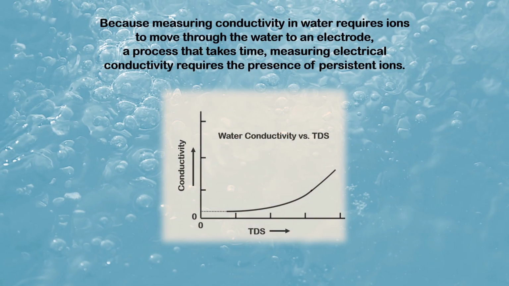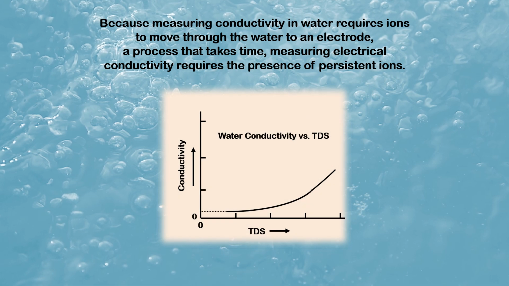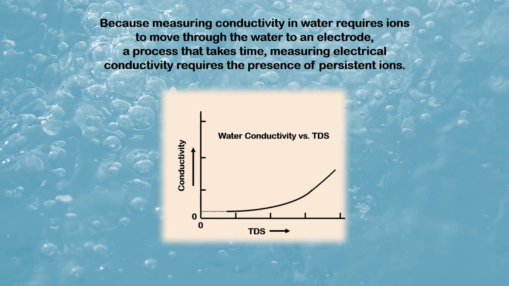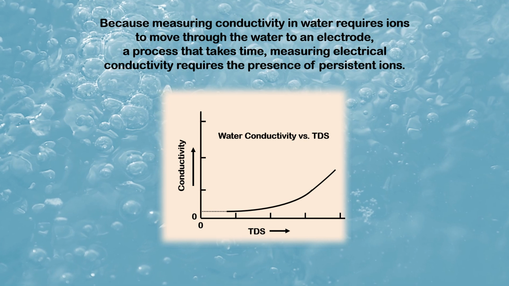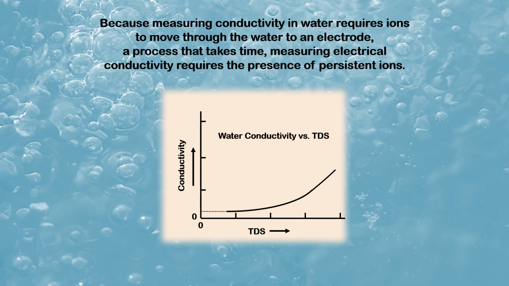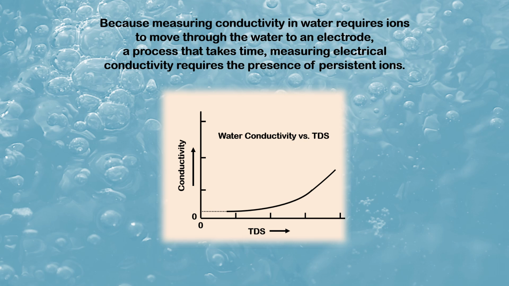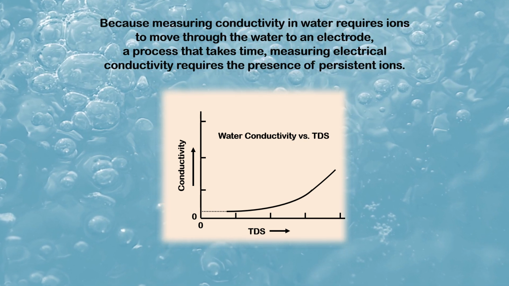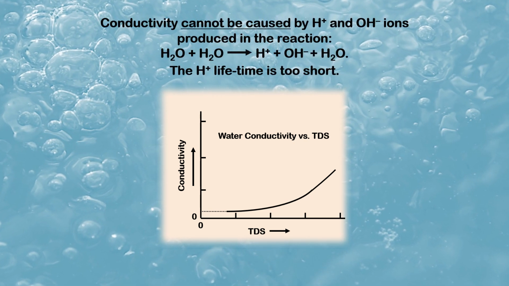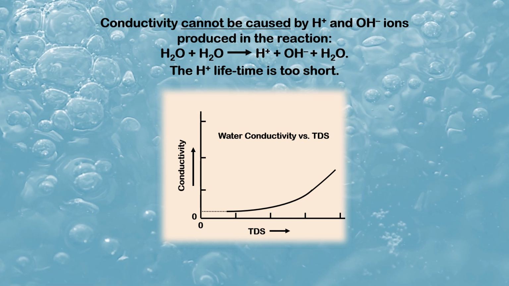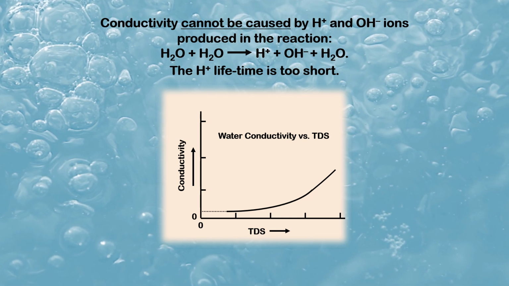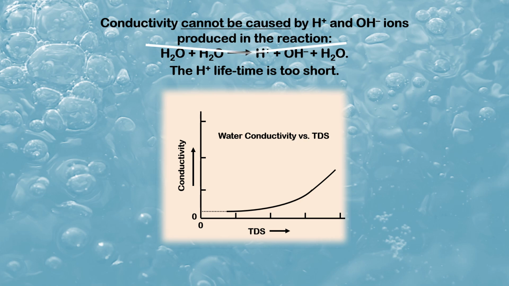Conductivity in water requires ions to move through the water to an electrode, a process that takes time. Therefore, measuring electrical conductivity requires the presence of persistent ions. It cannot be caused by hydrogen and hydroxyl ions produced in the reaction shown here. The hydrogen ion lifetime is too short. So then, what ions are pH meters really measuring?